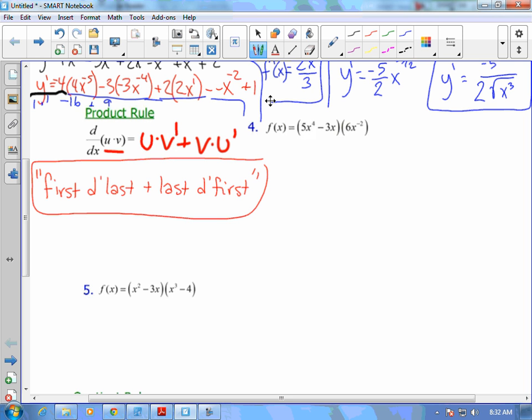U is the first guy, V is the second guy, the last guy. First, d last, d means take the derivative of the last guy. That's why we have u times v prime, plus last, v was the second guy, the last guy, times d first, derivative of the first. First d last plus last d first. Everyone say that. First d last plus last d first. So the first number times the derivative of the last. Yep, so d last means derivative of the last. d first means timesing by the derivative of the first.